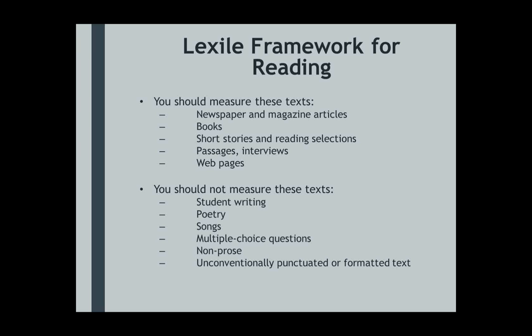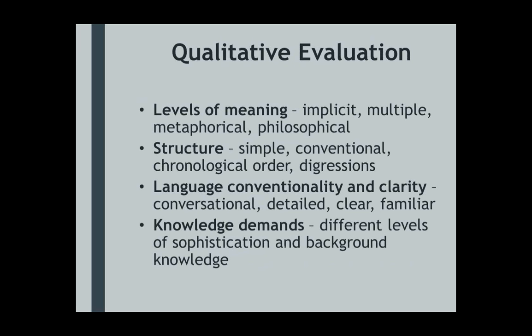Now, let's look at the next one, qualitative evaluation for judging text complexity. Here we've got 4 factors that we can look toward to evaluate. Let's look at the first one. The first of the 4 qualitative factors is the level of meaning. Many times in a text we have multiple and sometimes implicit levels of meaning. That's hard for some of us, it's hard for me sometimes, but especially for our students who are not used to having to look at implicit meanings.